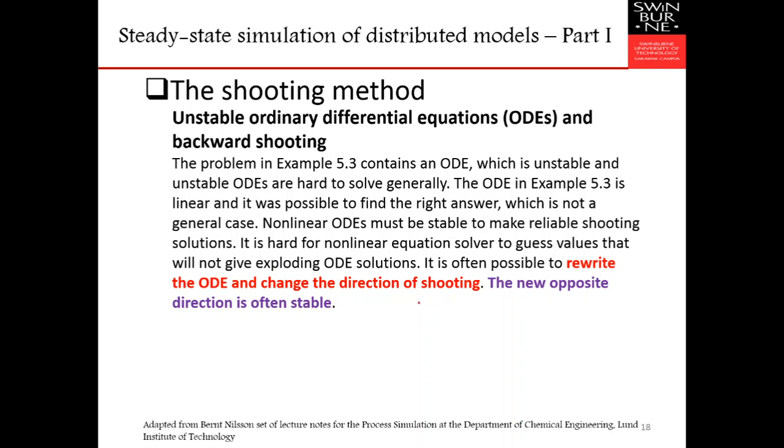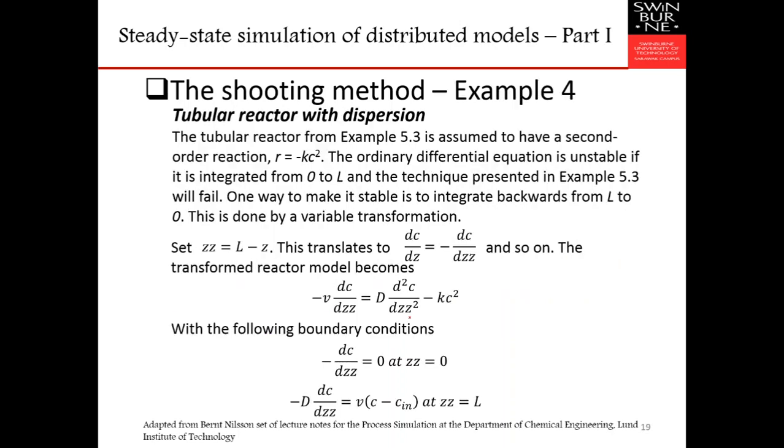In order for you to solve a nonlinear ODE using the shooting method, normally you need to use a guess value that does not give exploding ODE solutions, and it is often possible to rewrite the ODE and change the direction of the shooting. So using the same example again, except in this example we utilize the backward variable.